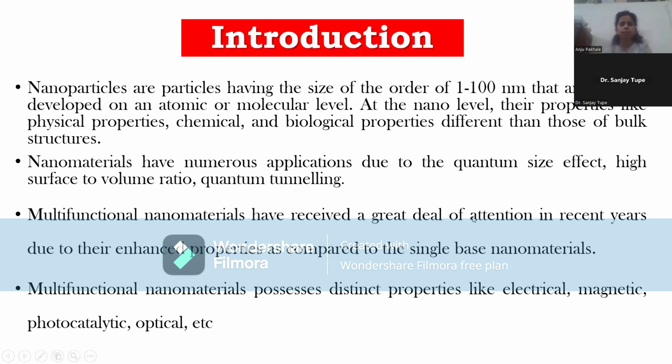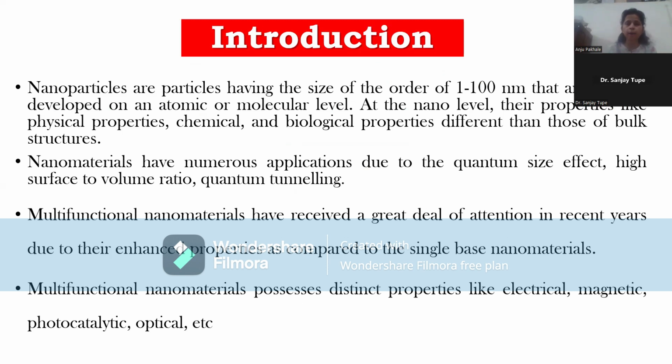So my research work is mainly on nanomaterials. Why are nanoparticles most important, and what are nanoparticles? Nanoparticles are particles having a size of the order of 1 to 100 nanometers that are developed on the atomic and molecular level. So why nano? Because at the nano level, their physical, chemical and biological properties are different from those of bulk structure, and these properties offer various applications in various fields.